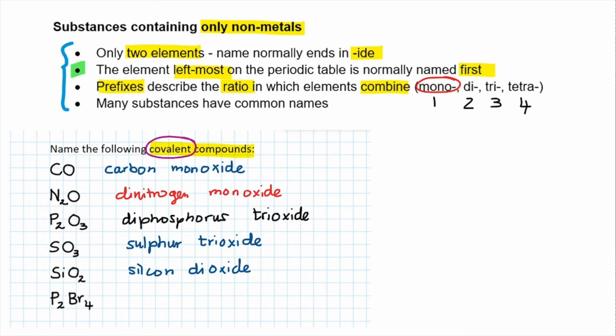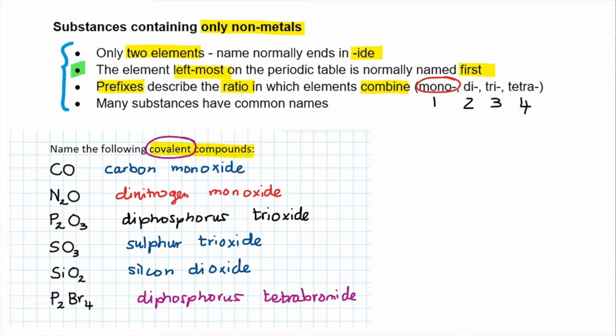The last compound does not contain any oxygen at all. It contains phosphorus and bromine. We have 2 phosphorus atoms, so we use diphosphorus. And since we have 4 bromine atoms, we're going to make use of the prefix tetra. And this is therefore tetrabromide, where the name ends with "ide" because once again, this substance only contains 2 elements.